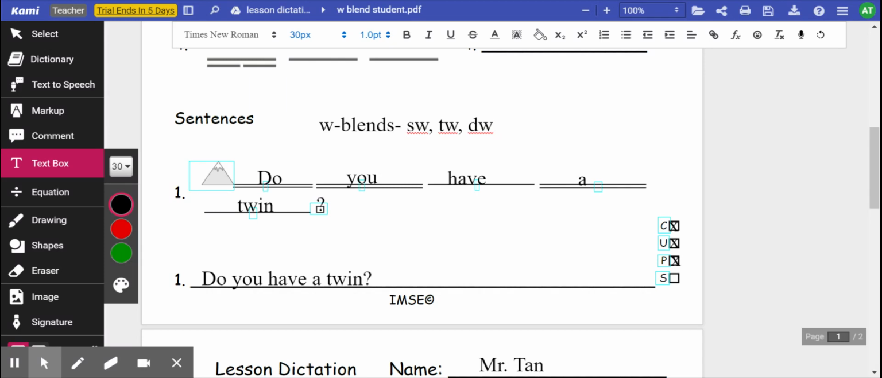So these are the beginning blends. The next lesson we'll be working on is the ending blends. So these are going to be blends that end words as well. So things are going to get a little more complicated.